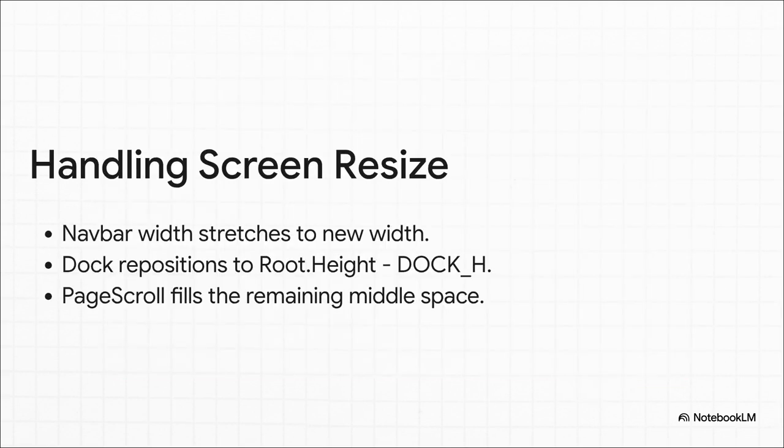So let's say that screen change does happen. Maybe the user flips their phone into landscape mode. Boom, the B4XPage_resize event fires off automatically. The code instantly grabs the new screen width and stretches out the nav bar. Next, it re-anchors the bottom dock by taking the new root height, subtracting the dock's height, and pinning it right back to the bottom. Finally, our page scroll container recalculates itself to completely fill that newly shaped middle gap. Nothing gets clipped, and the whole UI stays beautifully responsive.